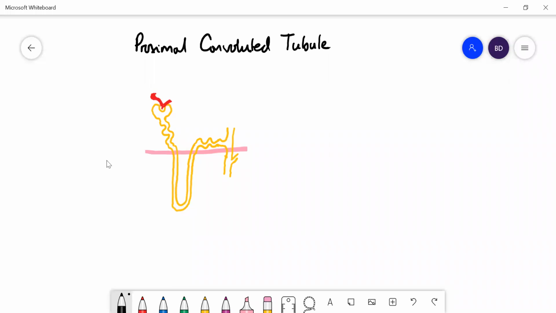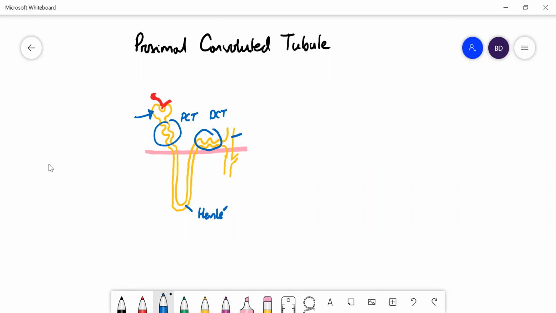We're going to look in this video at what happens in the proximal convoluted tubule. So here I've drawn a diagram of the nephron, and here's the Bowman's capsule where the actual filtration takes place. This is the proximal convoluted tubule. This is the distal convoluted tubule. This is the collecting duct, and here, of course, is the loop of Henle.